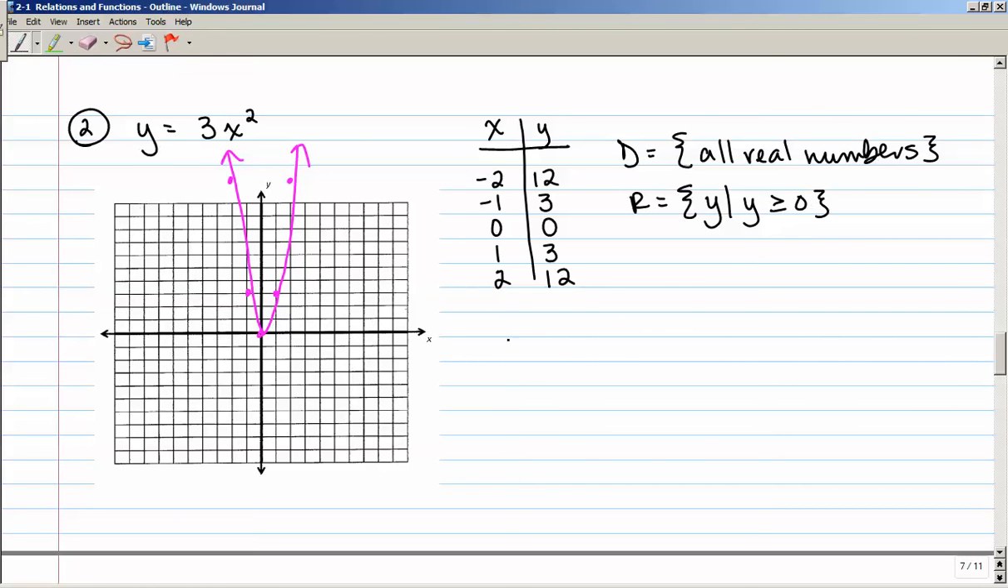This is indeed a function because it passes the vertical line test, and it is also continuous.